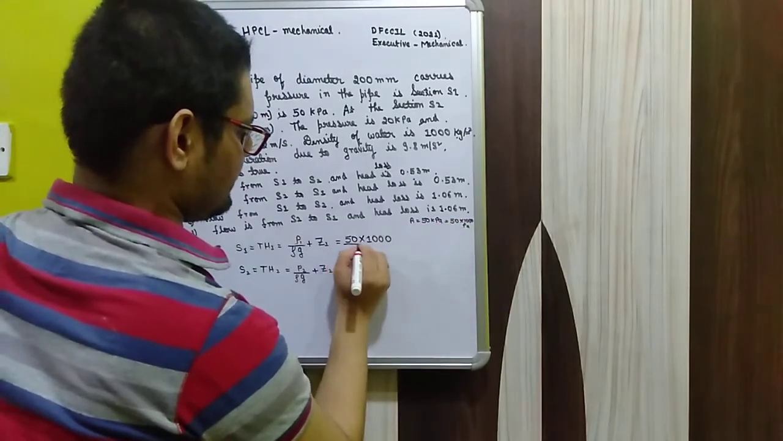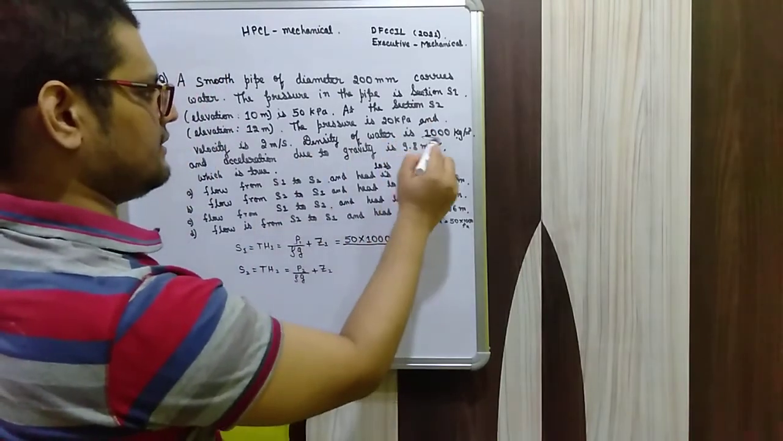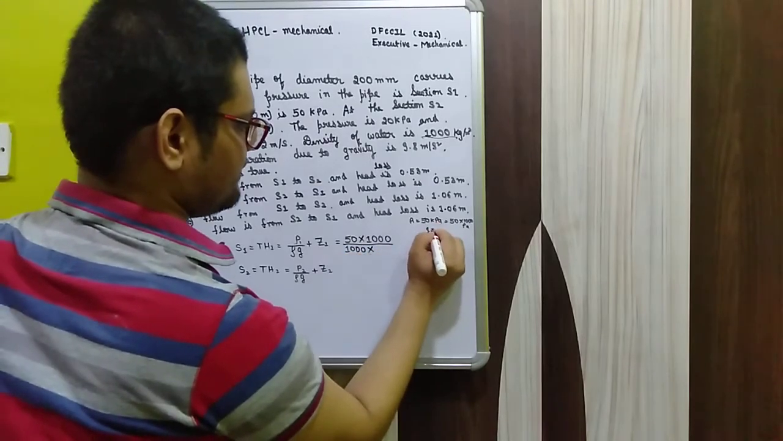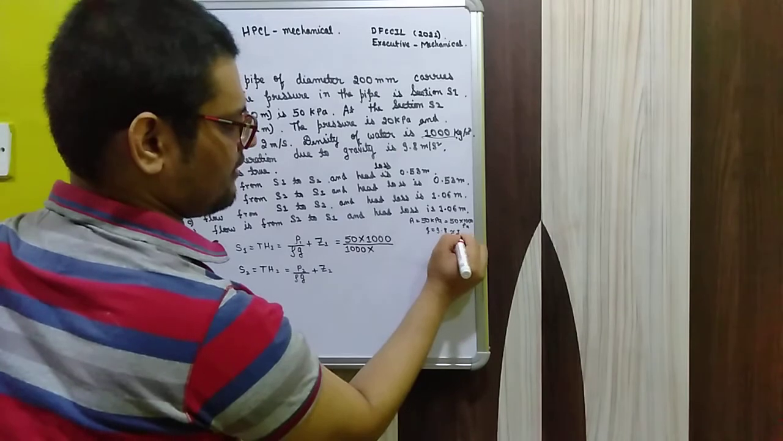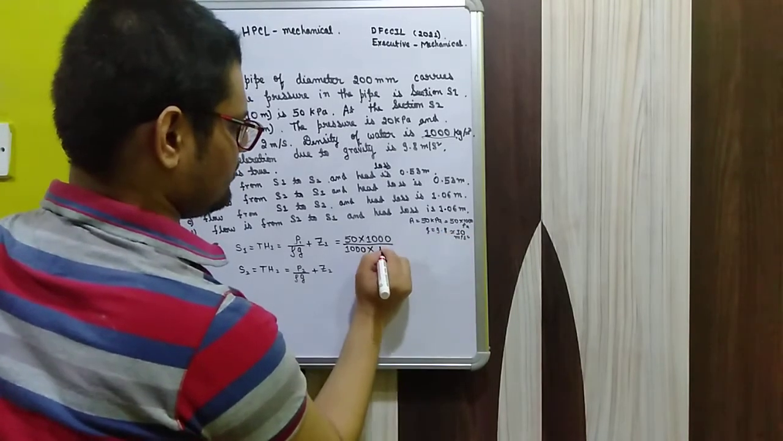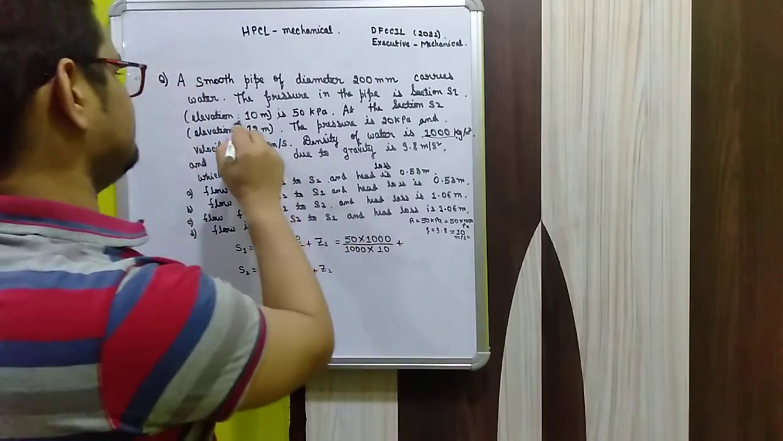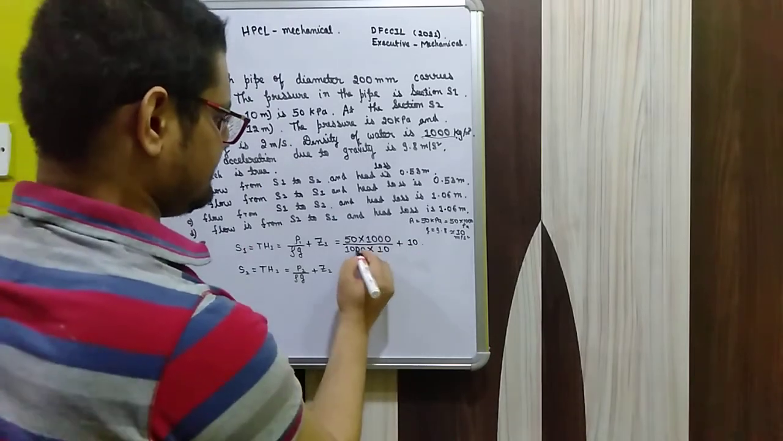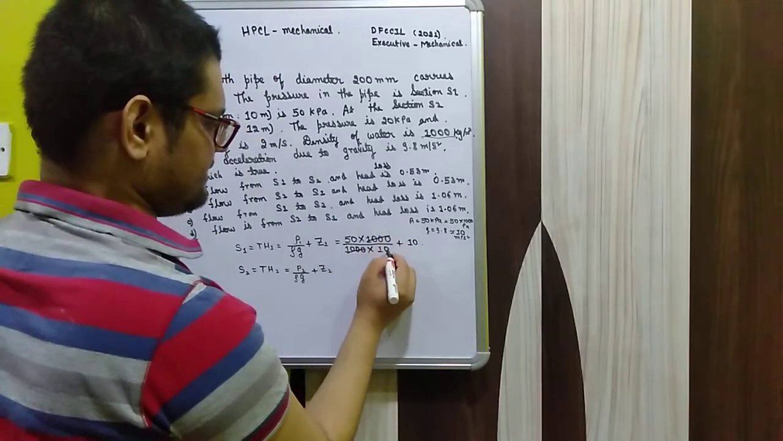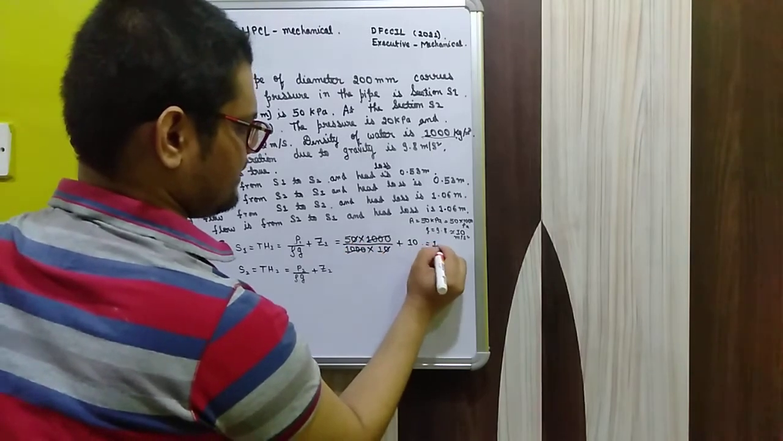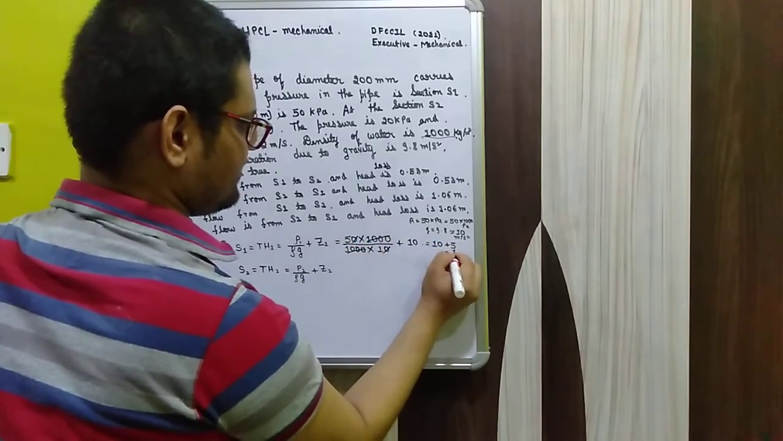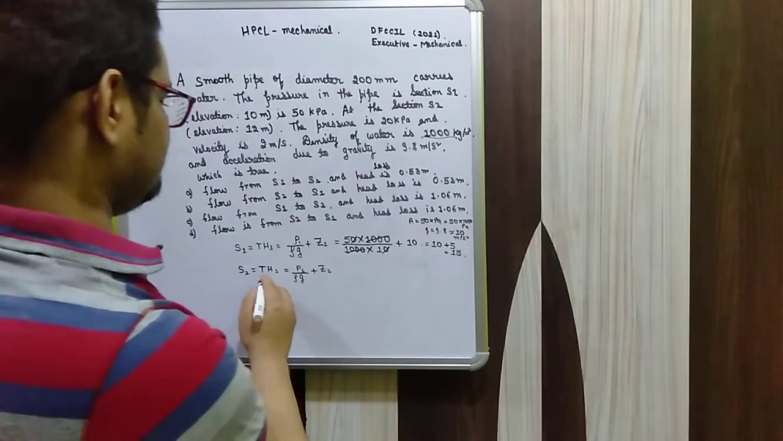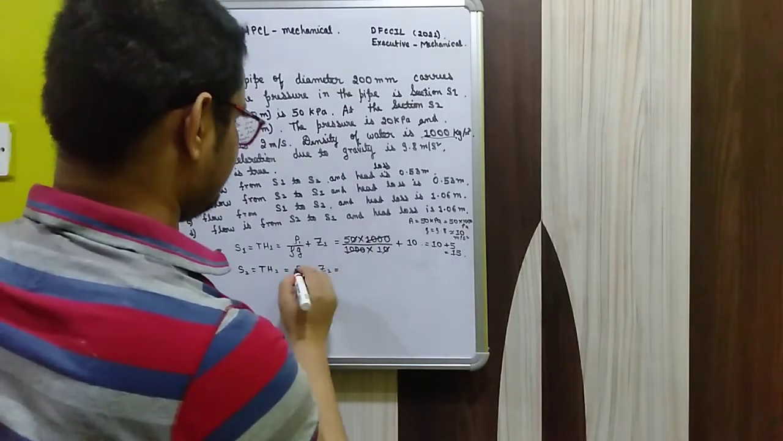We put the value here. Rho is the density, already given as 1000, into acceleration due to gravity 9.8, which we can write as 10 for easy calculation, meter per second square, plus Z1. The elevation is 10. The 1000 cancels, so it will be 10 plus 5, equal to 15. So this value is 15. Now I calculate H2, that is the head at section 2. What is the pressure?